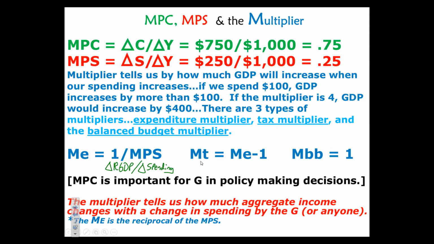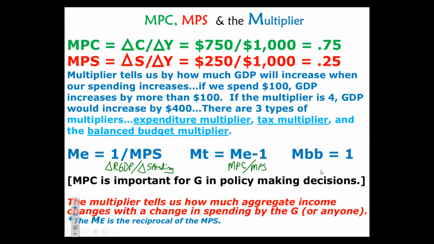Okay? MT is the tax multiplier. You calculate it by taking your expenditure multiplier and subtracting 1. Here's another way. It is also your MPC divided by your MPS. You'll get the exact same number. I just find it easier to do it this other way. And then the balanced budget multiplier is simply 1. So that'll make sense as we do some examples with that one.